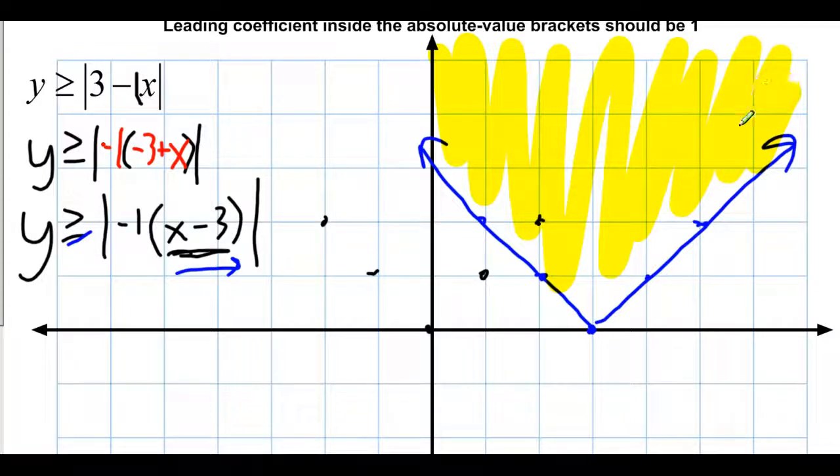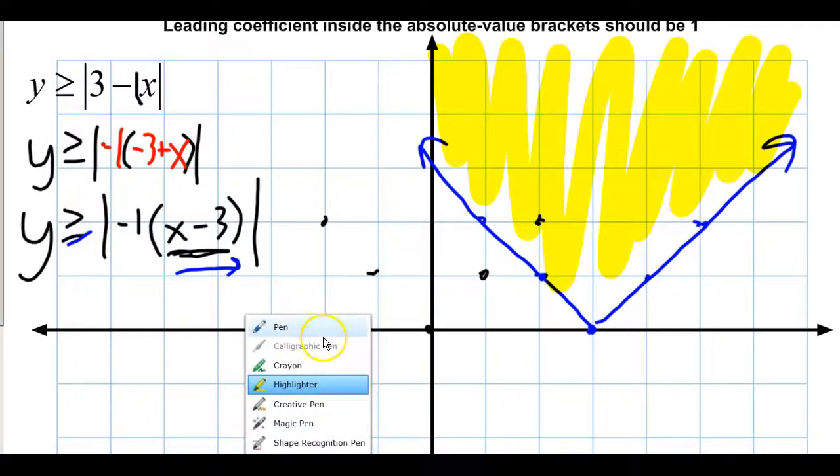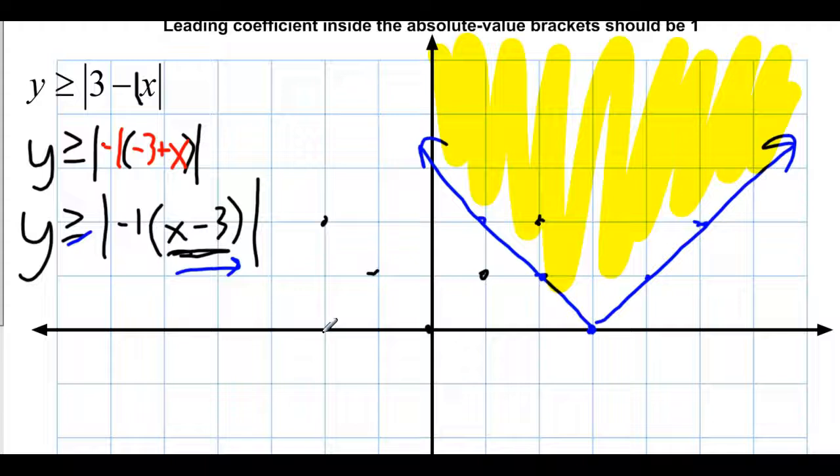So all in there. If you want to test a point, you can test a point and make sure that the point 3, 3 is in the shaded region. So if you plugged in, 3 is bigger than or equal to the absolute value of 3 minus 3, that would be 3 is bigger than 0. That's true, so that is part of the shaded region.